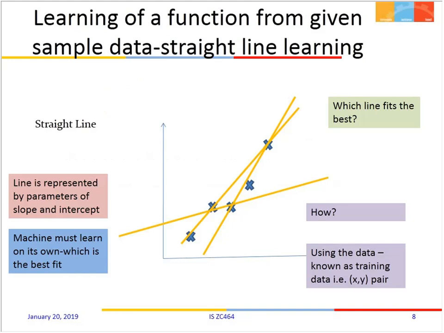So if I'm plotting these points, you can check out that there could be thousands of lines, or rather an infinite number of lines, that can pass through any combination of these points. But definitely there is no single line which passes through all the points. So the concept of finding a line that passes through all the points is not possible.